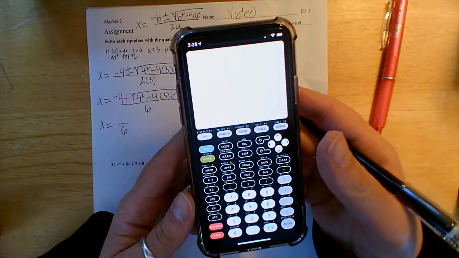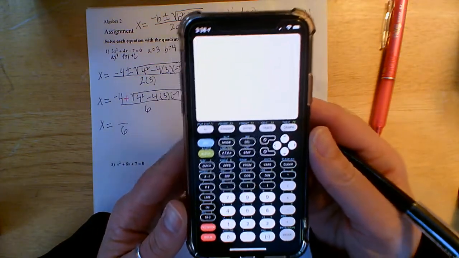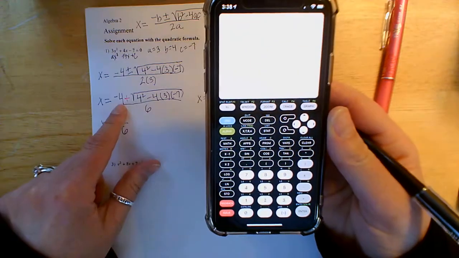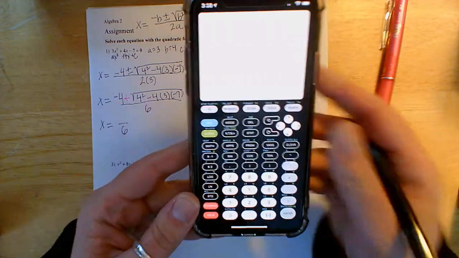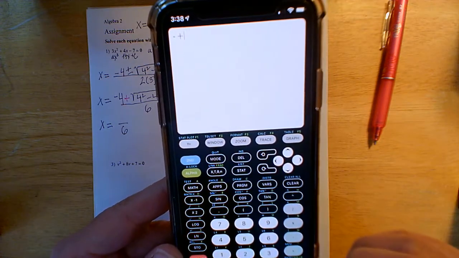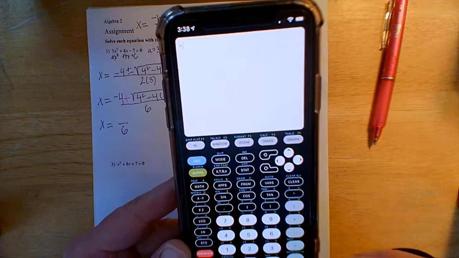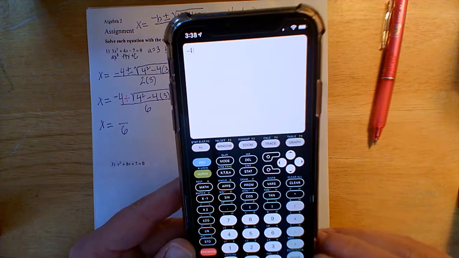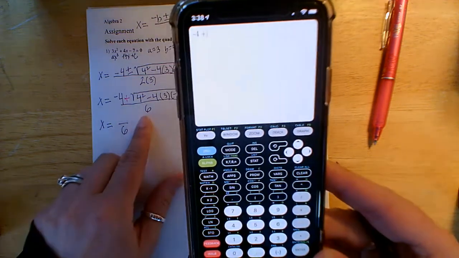Now I am using Calculate 84, and this is on my iPhone. And so I'm just going to put this in as is. So we see that negative, so the negative is down here, negative, and then we have 4, there we go, plus, and now I need this square root symbol.